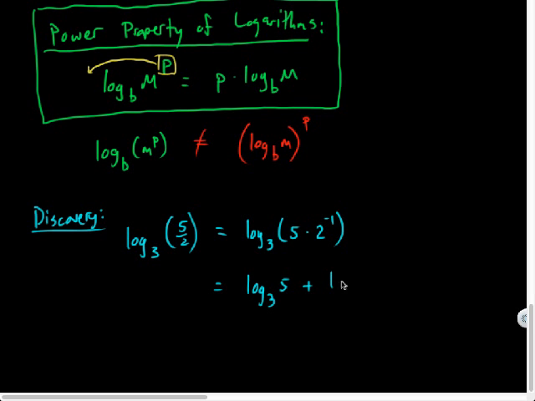So log base 3 of 5 times 2 to the negative first is going to be log base 3 of 5 plus log base 3 of 2 to the negative first. But wait, there's more. What could I do with this exponent? Move it out front. And instead of plus log base 3 of 2, I can change this to minus, because just multiplying this by negative 1 is going to do the same as that. So log base 3 of 5 minus log base 3 of 2.